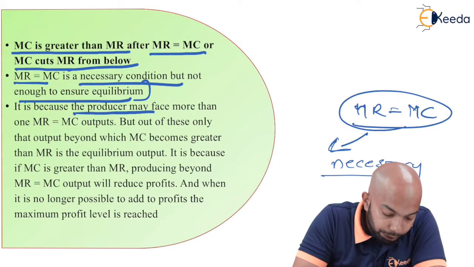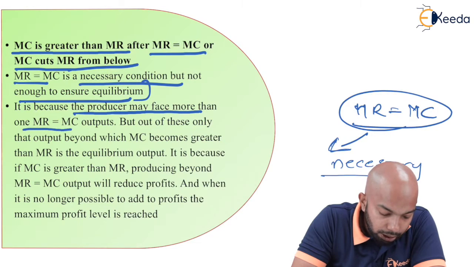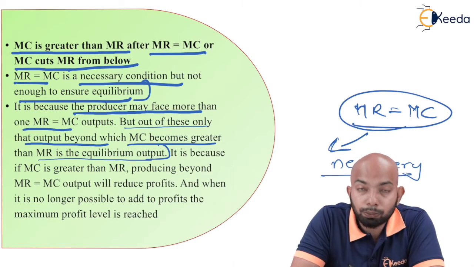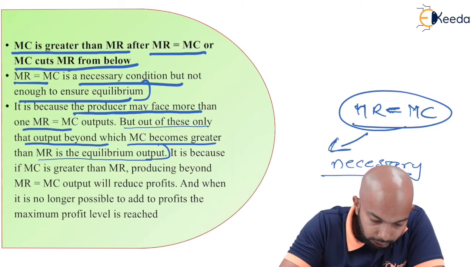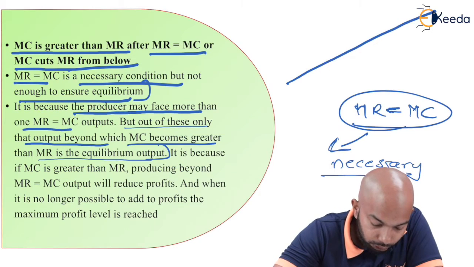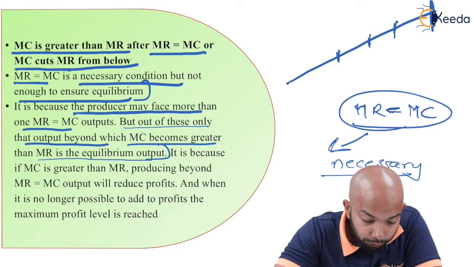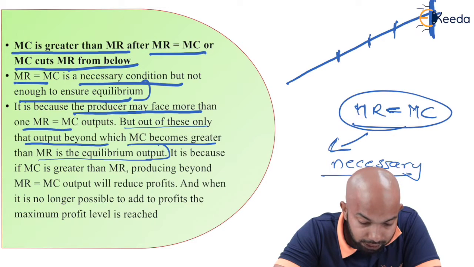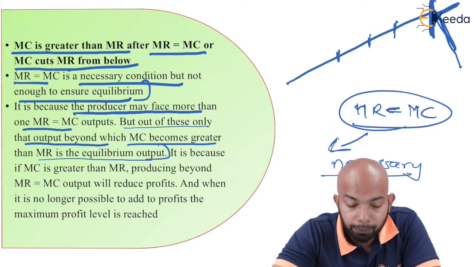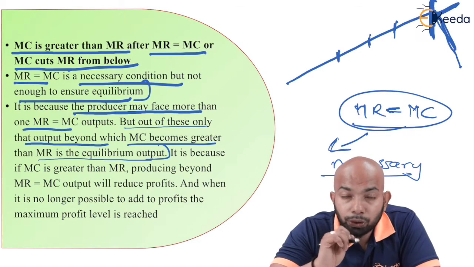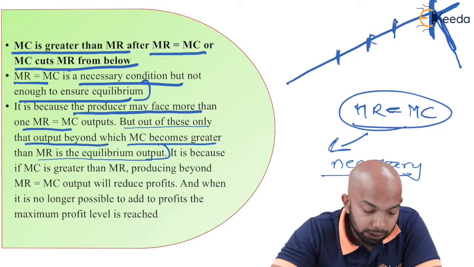Now, it is because the producer may face more than one output where marginal revenue is equal to marginal cost, but out of these, only that output beyond which marginal cost becomes greater than marginal revenue is the equilibrium output. You will have these situations on different points of this revenue curve, but you need to find the level beyond which revenue will keep going down and cost will keep going up. The moment you find this level, that is your point of equilibrium. But this situation will arise here as well, here as well, and here as well.